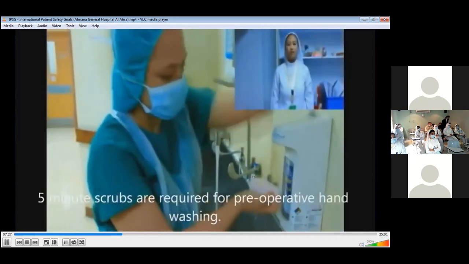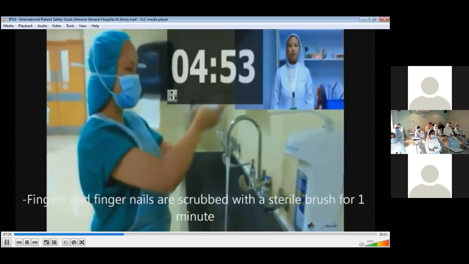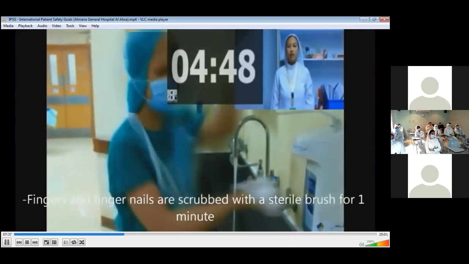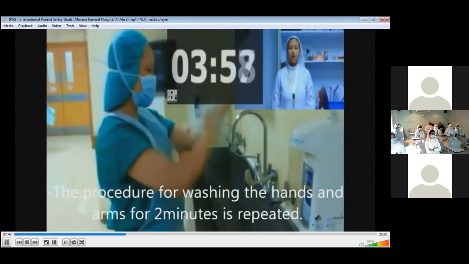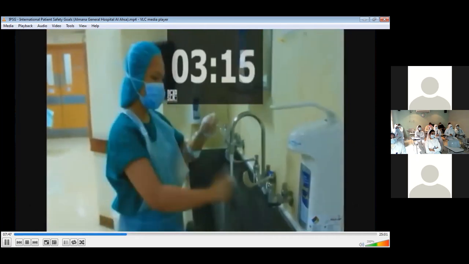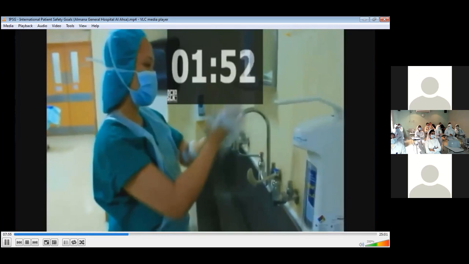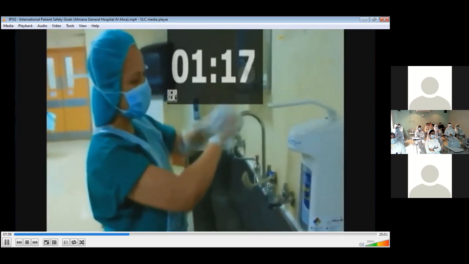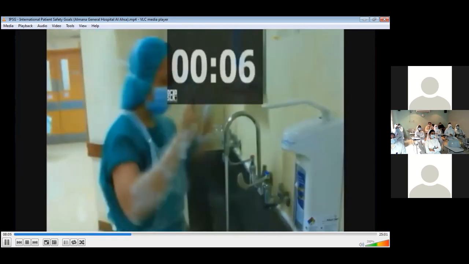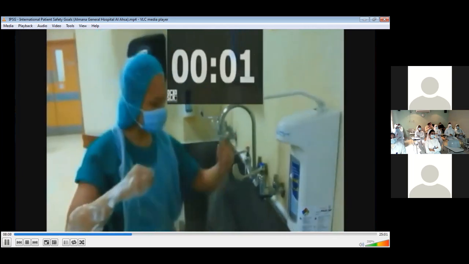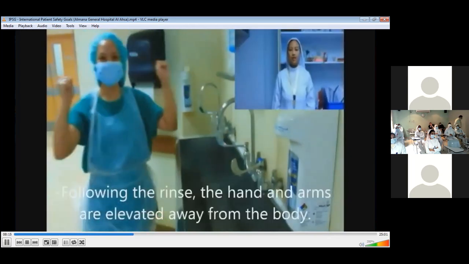Scrubs are required for preoperative hand washing. The lather is rinsed off with running water. The fingers and fingernails are scrubbed with a sterile brush for 1 minute. The hands are rinsed. The procedure for washing the hands and arms for 2 minutes is repeated. The hands and arms are elevated away from the body.